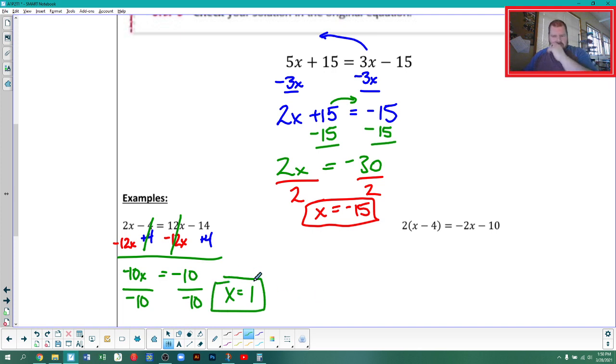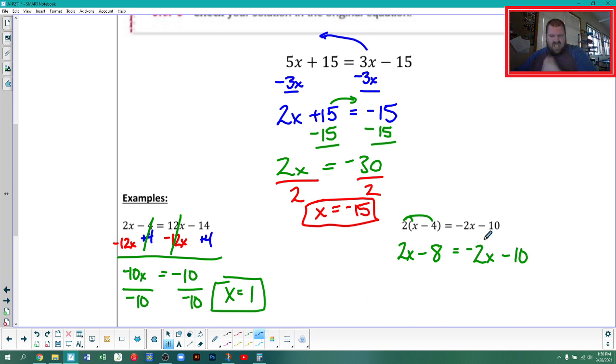There we go. This one over here, I'm going to distribute first because I have these parentheses. Okay, 2 times x is 2x. 2 times negative 4 is negative 8. And that equals negative 2x minus 10.